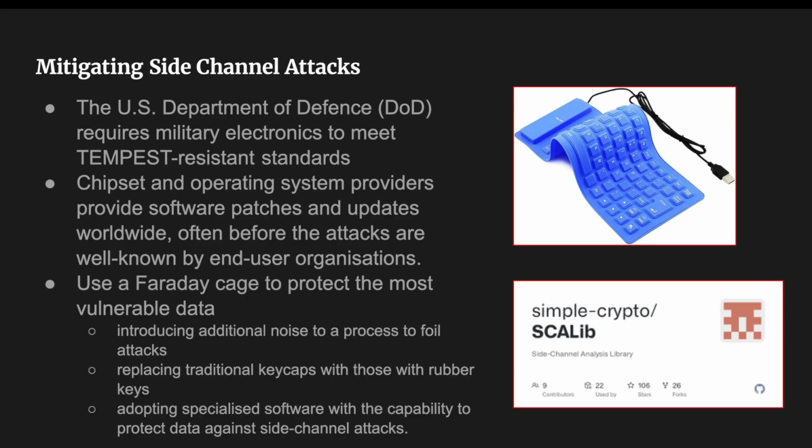This could include introducing additional noise to a process to foil attacks, replacing traditional keycaps with those rubber keys in the top right, and adopting specialized software with the capability to protect data against side channel attacks. So you'll see those pictures. You can put a keyboard mat over your keyboard to drown out the sound and also keep your keyboard clean as well. And in the bottom right is Scalib, a community that serves to protect against side channel attacks. They have their own GitHub, so you can look into that, but it's software that you can download and install.